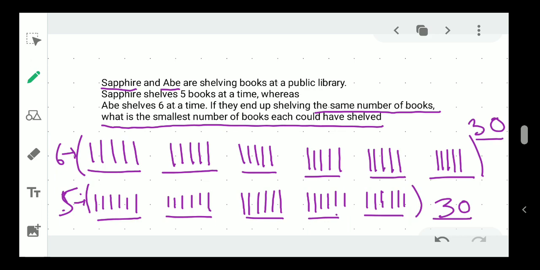So what is the trick? Here the same number will be written. You will be asked to find the minimum, something minimum or smallest. Second, they have to come to the same number.